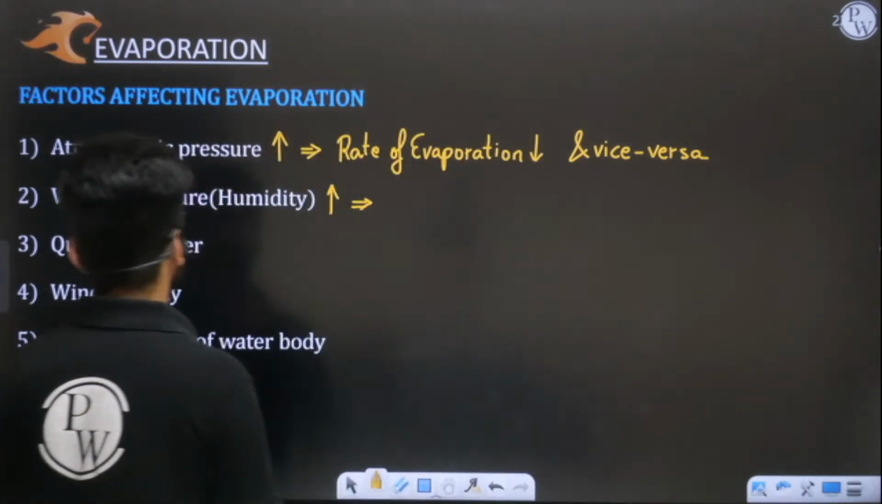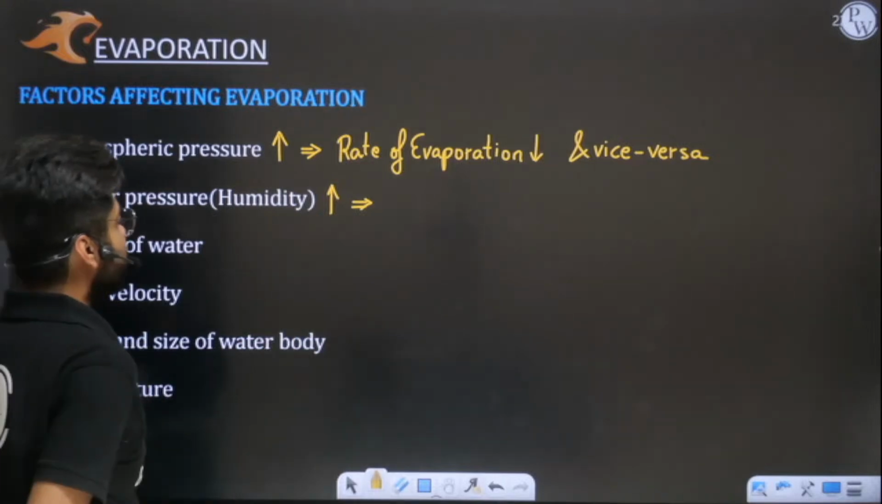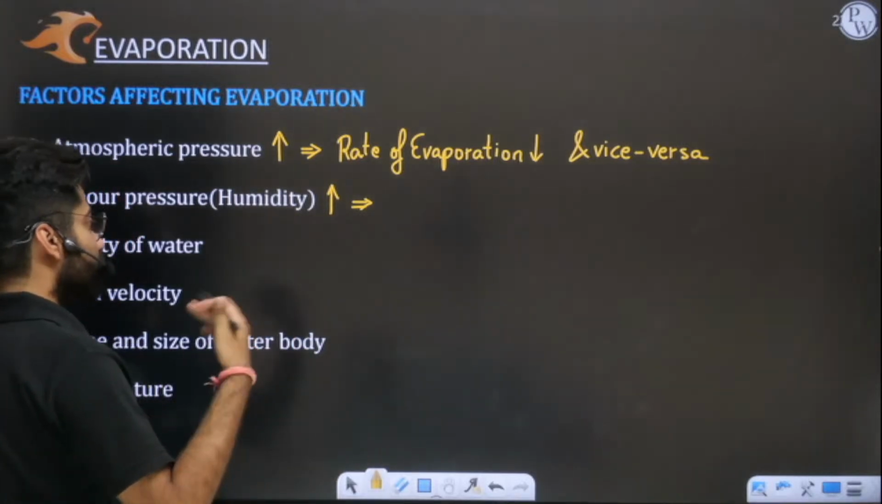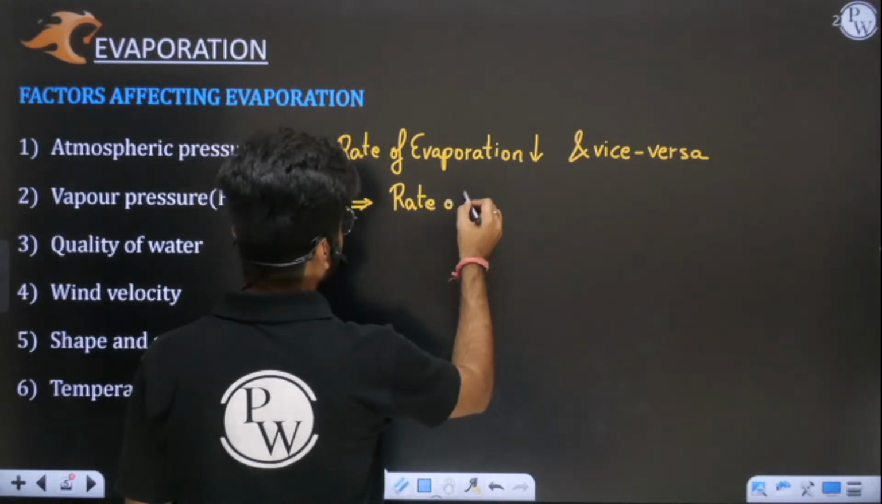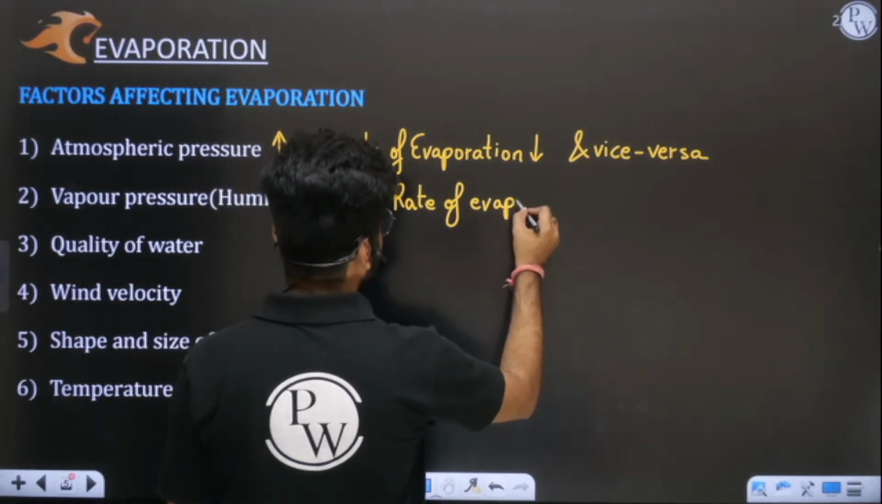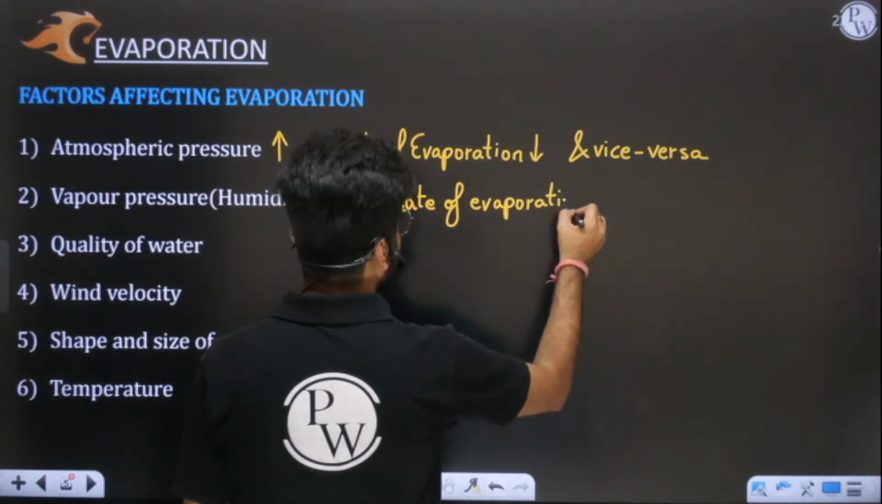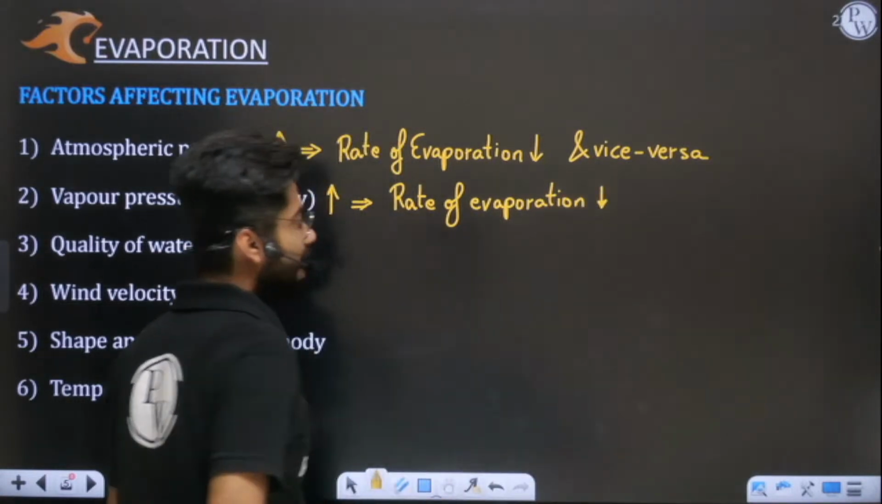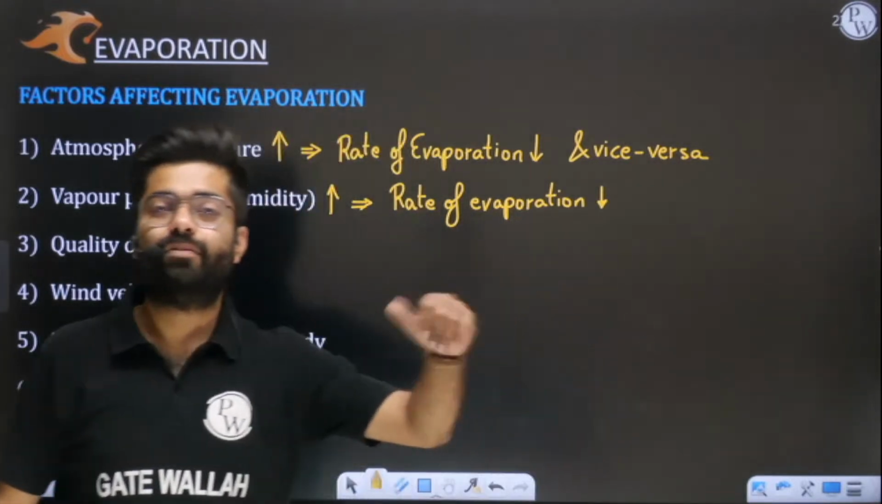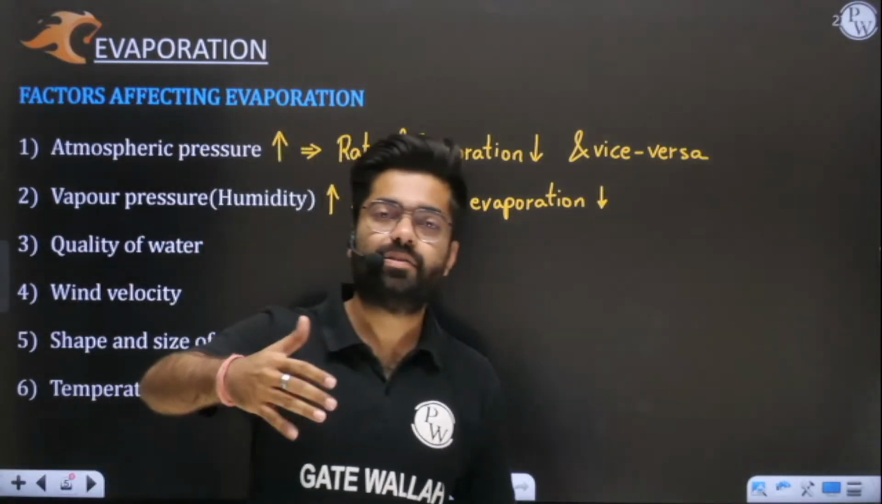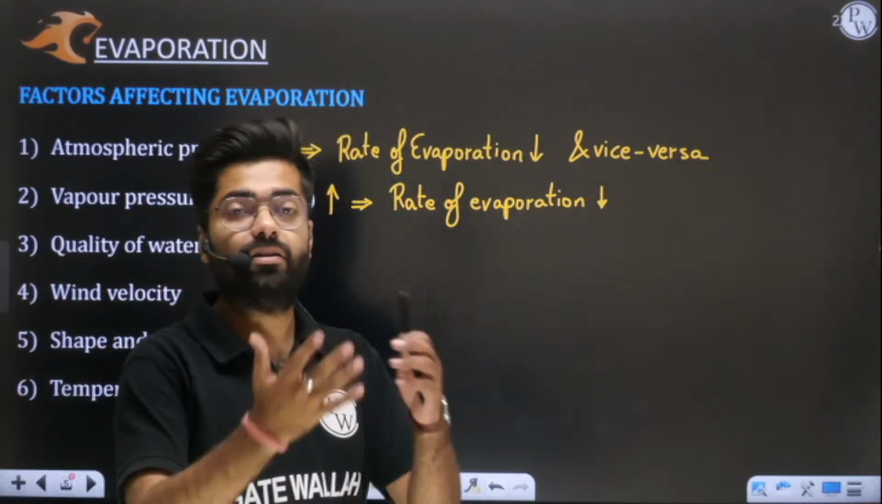So I will write, when vapor pressure increases, with more moisture and more humidity, then obviously the rate of evaporation will go down. But the drier the atmosphere, if moisture content or humidity is less in the atmosphere, then in that case evaporation will be more.